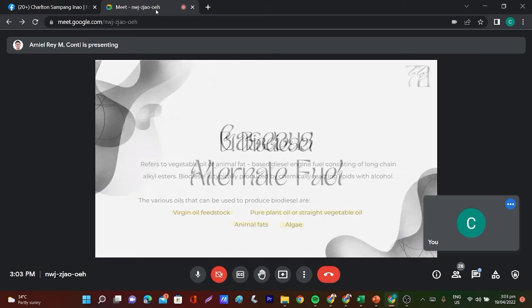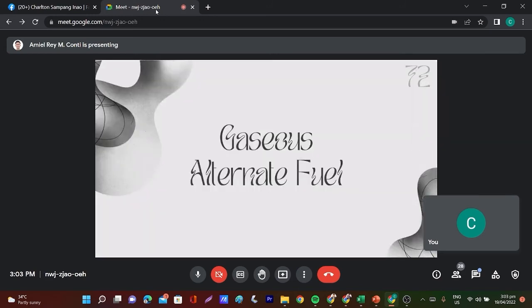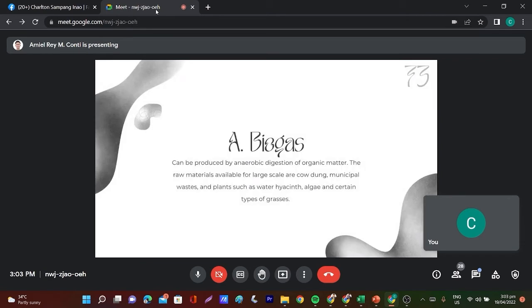Next naman is yung alternate gaseous fuel. So, pinaka-common dito sa country natin is yung biogas. Usually, yung biogas sa mga may-ari ng mga babuyan kasi doon malakas yung pag-produce ng mga poop ng mga animals. So, paano nga ba nabubuo yung biogas? Nabubuo siya through anaerobic digestion ng mga poop ng animals. Then, kino-convert lang siya into usable fuel.